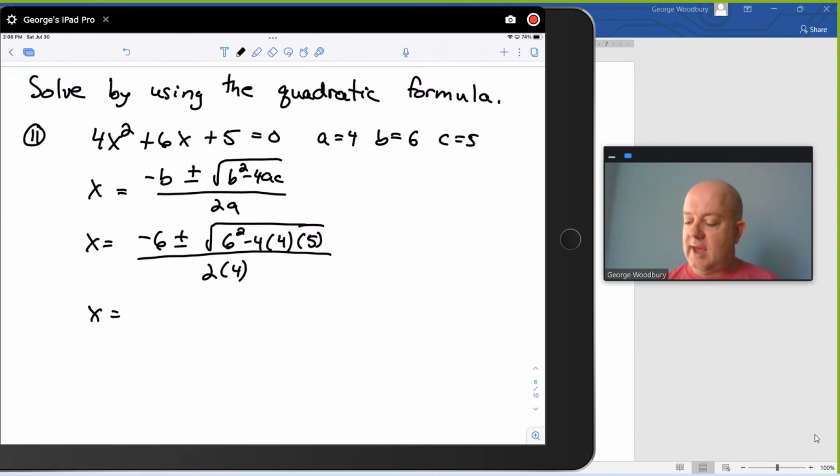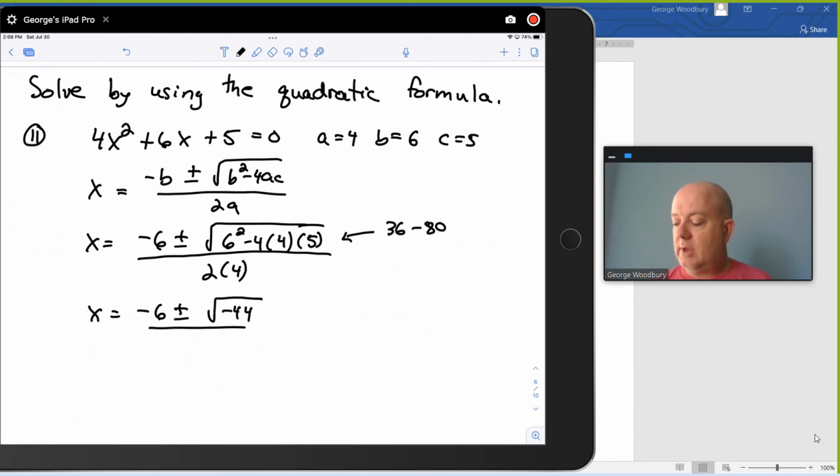Work out the radicand in the numerator. x equals negative 6 plus or minus. Okay, 6 squared we know is 36. 4 times 4 times 5 is 80, so minus 80. That equals negative 44. The denominator, 2 times 4, is equal to 8. So we need to simplify the square root and then try to simplify the resulting fraction that we get.